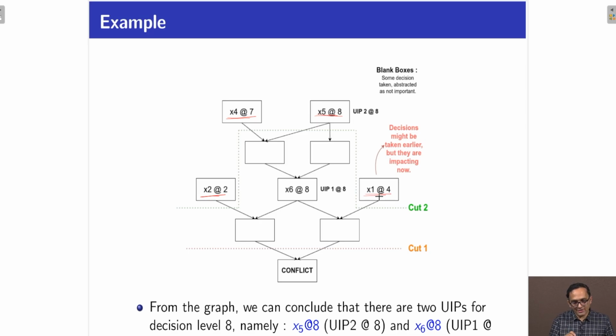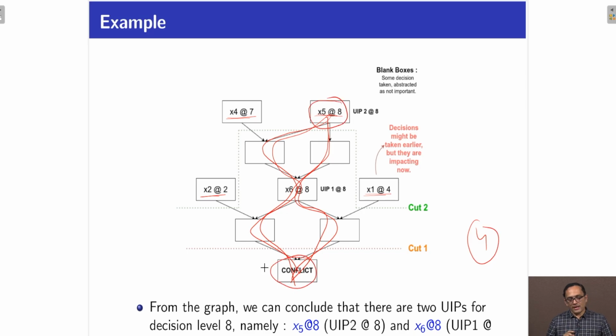Okay. So, now let us see the UIPs. For decision level 8, how many paths are there? There are many paths here, right. So, this is one path, path 1, this is path 2, this is corresponding to decision level 8 I am talking about. This is another one, so this is path 3, then this is path 4. So, there are 4 paths from the root node of decision level 8 to this conflict.